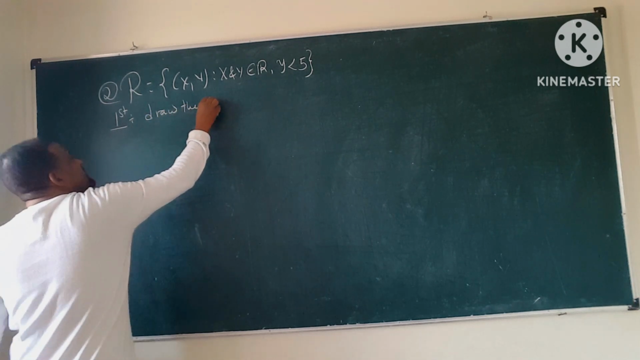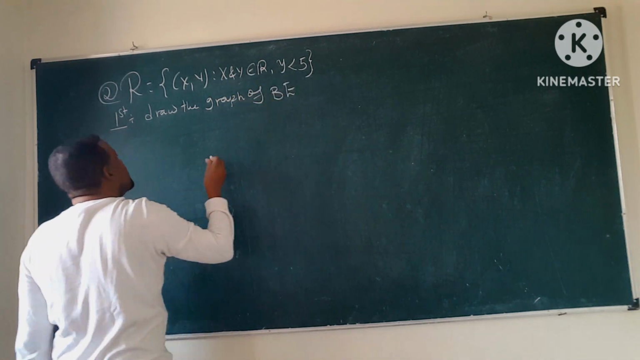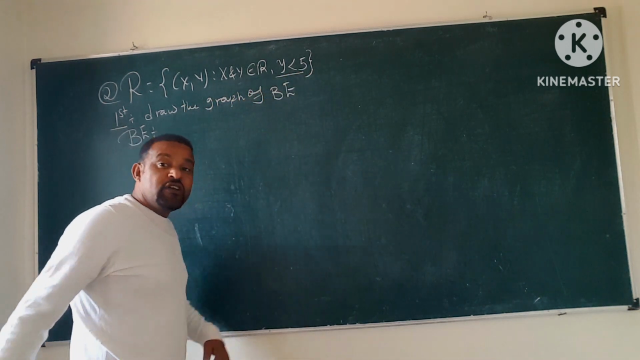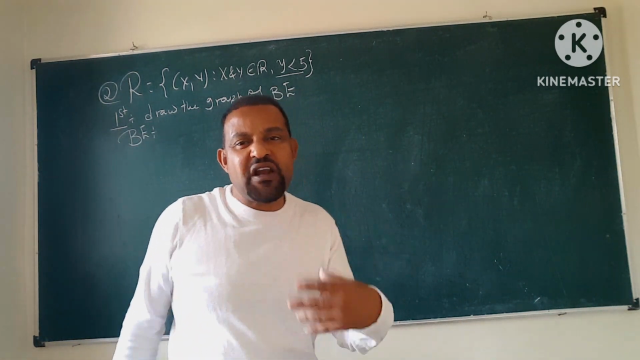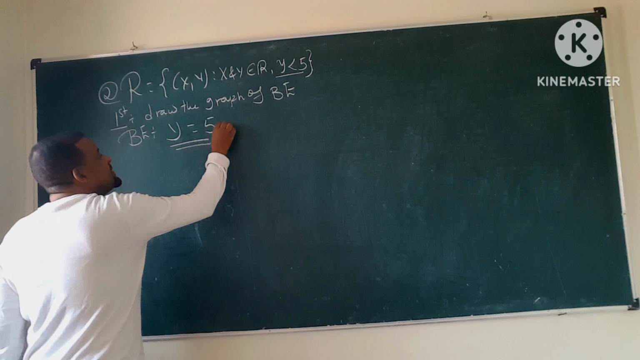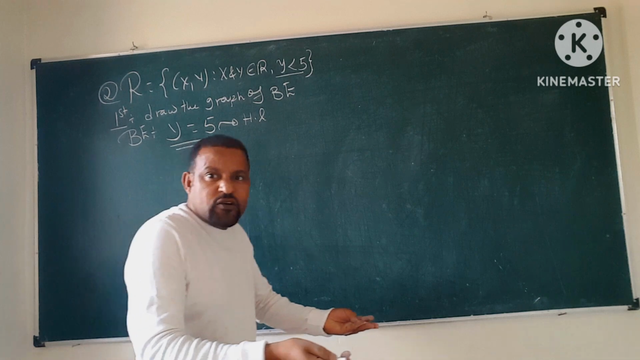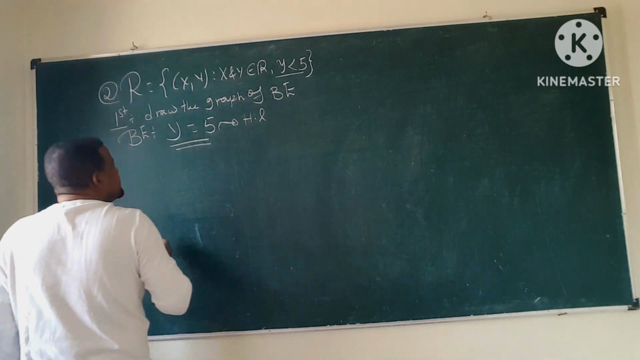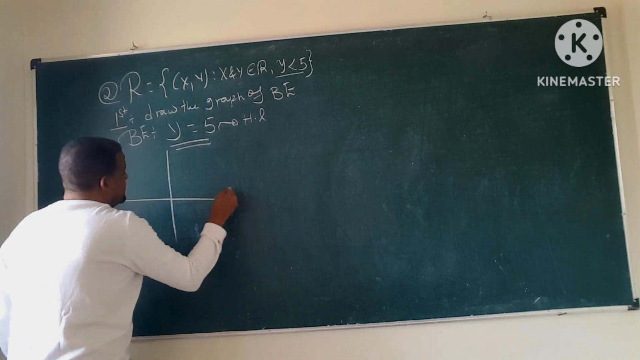Draw the graph of the boundary equation. What is our boundary equation? Boundary equations are equations involving the equality sign, so y is equal to 5. This is a horizontal line. If y is constant, it is a horizontal line, and in this line the value of x varies. So what is its graph?